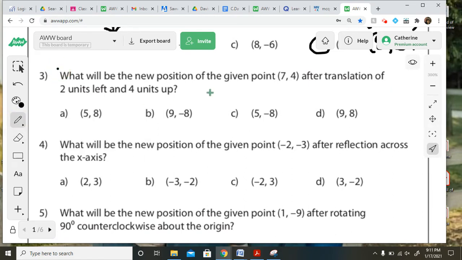Number 3 says, what will be the new position of the given point 7, 4 after translation 2 units left and 3 units up? I know that we've moved things, but this, we don't have the picture to look at, so we have to consider how the numbers change when we apply the translation. Remember, left and right is our x coordinate, and when we go left, we're going in the negative direction, so we subtract. So this would be 7 - 2. 4 units up would be in a positive direction, so we'd be adding 4. And so 7 - 2 would be 5. And 4 + 4 would be 8. And 5, 8 would be our answer.